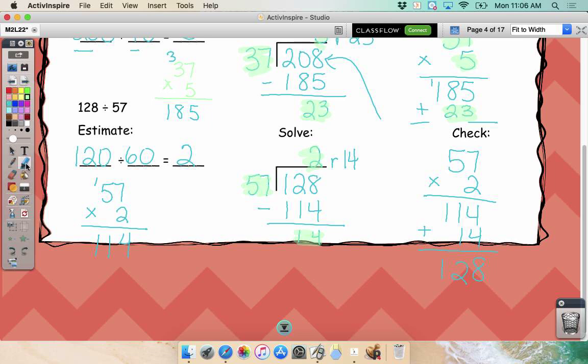And here's what I do. I make sure I've got 3 numbers in this problem. And if the 128 matches your dividend, you got the right answer. Okay? Now, so what's my answer to this problem? 2 remainder 14. 2 remainder 14. This is very similar to what we did before Christmas. We just did it with a 1-digit divisor. Okay? All right, let's keep going.